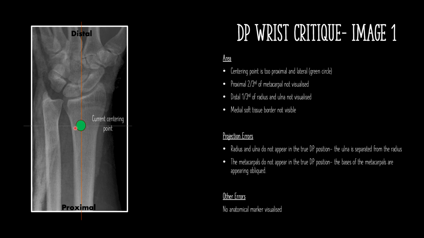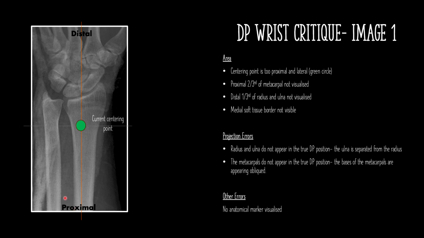Our projectional errors then, so the radius and ulna do not appear in the true DP position. The ulna is separated from the radius, and if we look at our bases of metacarpals as well, they do appear to be sitting obliqued, similar to an oblique hand. So we would say that our radius and ulna styloid processes have definitely not been placed so that they're equidistant from the image detector. And then when we describe other areas, we would definitely say that there's been no anatomical marker placed in our image.